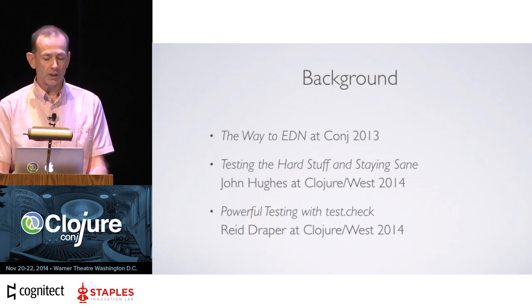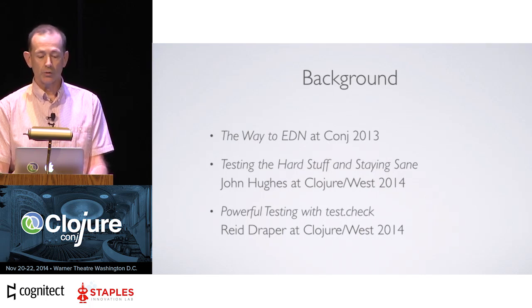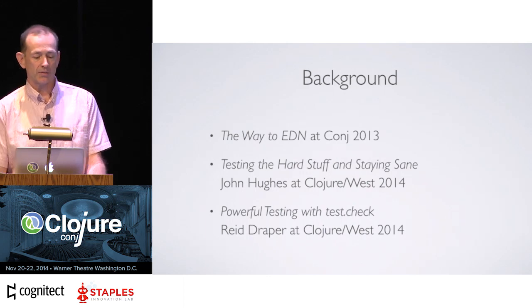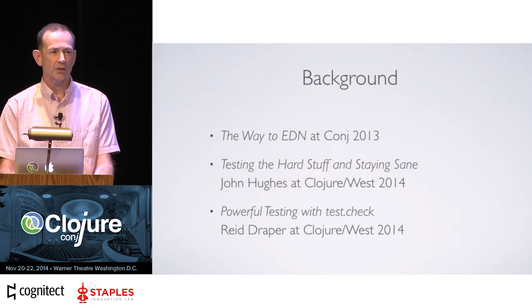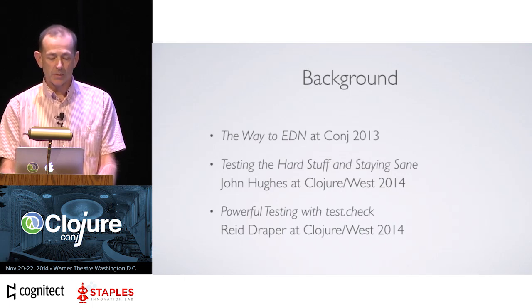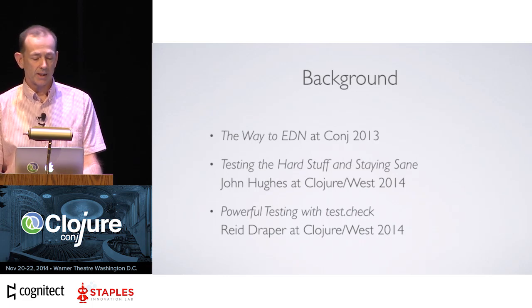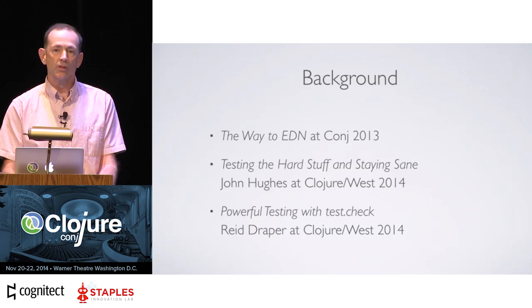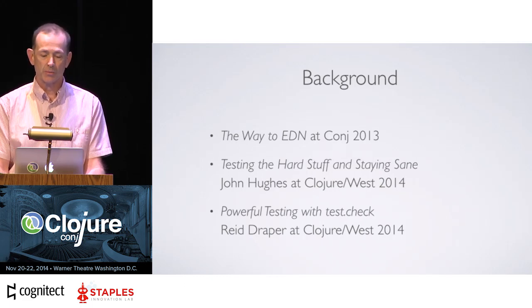Maybe you've also seen the Clojure West videos. If you were there, John Hughes gave a great talk called Testing the Hard Stuff and Staying Sane. That was about QuickCheck, especially in Haskell and Erlang. And then Reid Draper has ported QuickCheck to Clojure. He gave a talk called Powerful Testing with test.check, and that was also at Clojure West. We also had a hackathon, and Reid was nice enough to help me with some of my stuff.